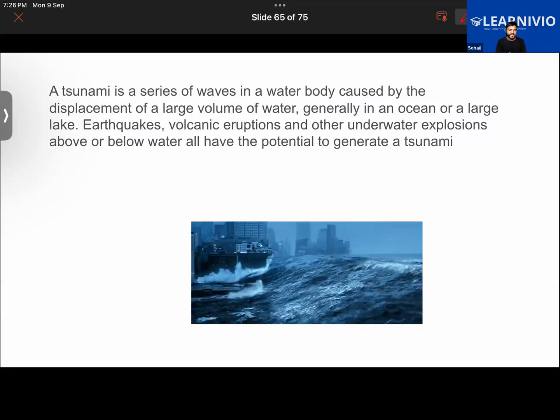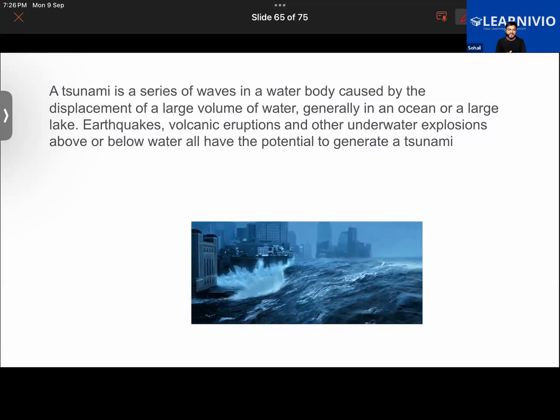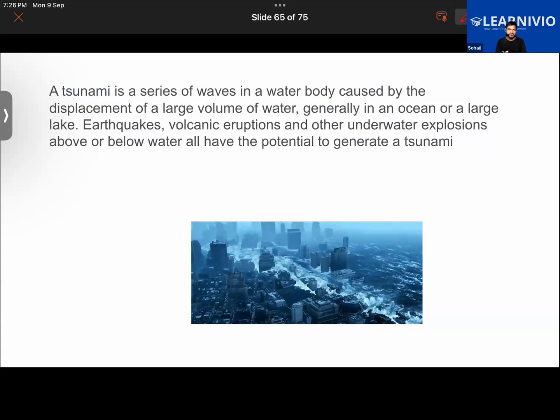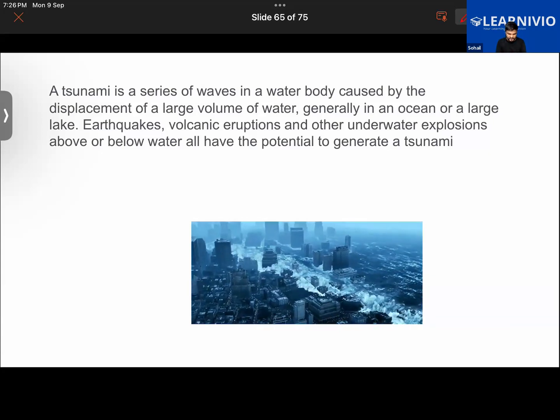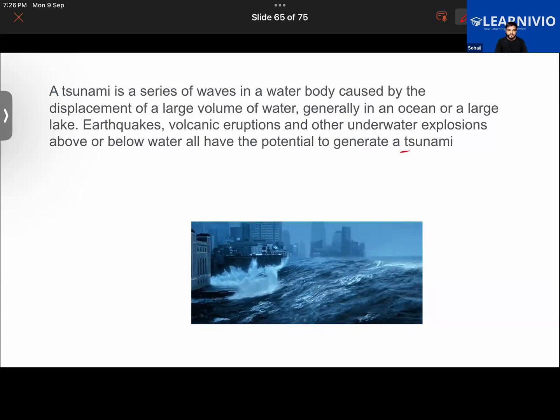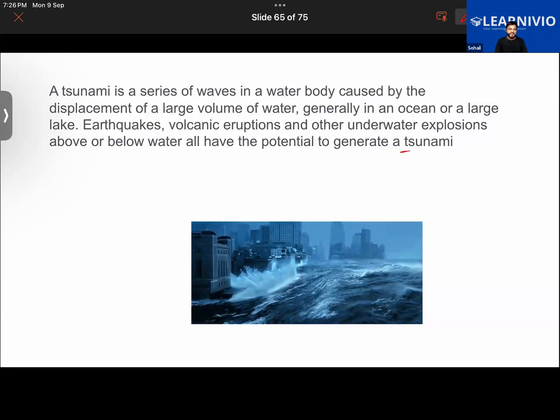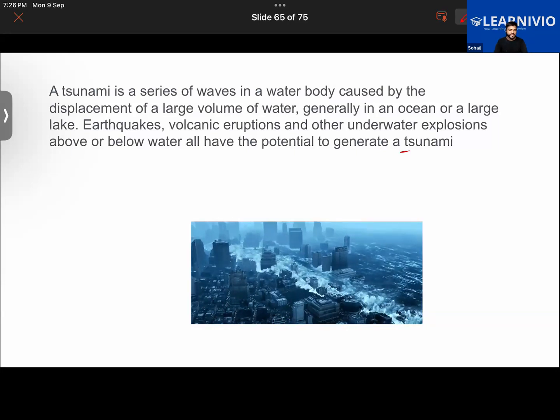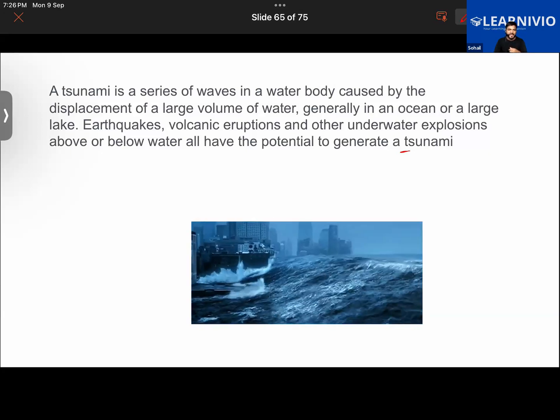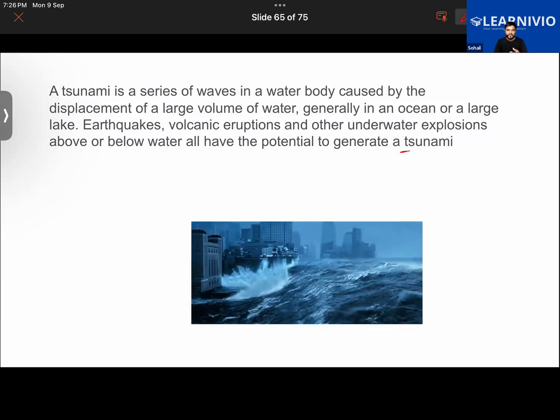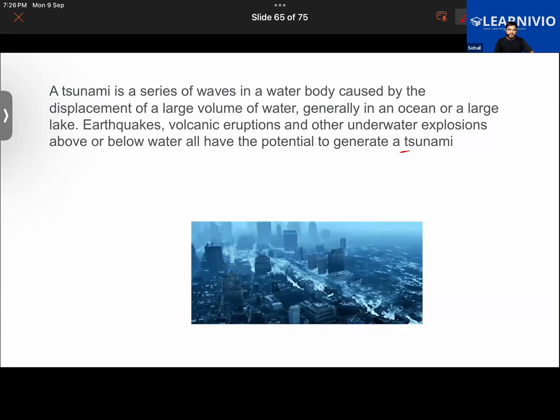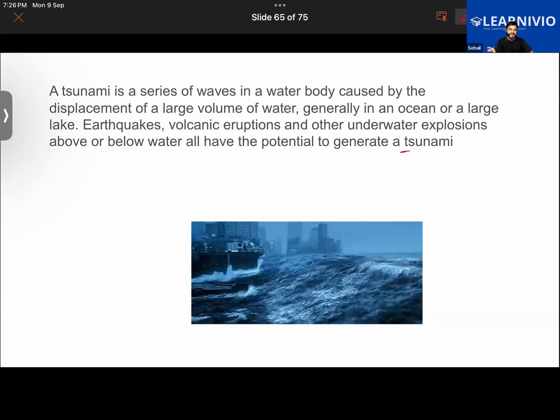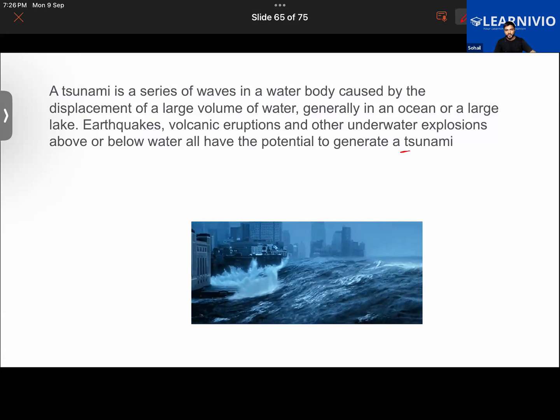Getting it? Whether it be earthquake or underwater volcanic eruptions and other underwater explosions, all of these carry the potential to generate a tsunami. In tsunami, T is silent. Also, you would have learned that volcanic eruptions can occur inside the oceans also. Volcanic eruptions occur under the oceans also. Although we don't get to hear of this, volcanic activity occurs deep inside the oceans also. Got my point?